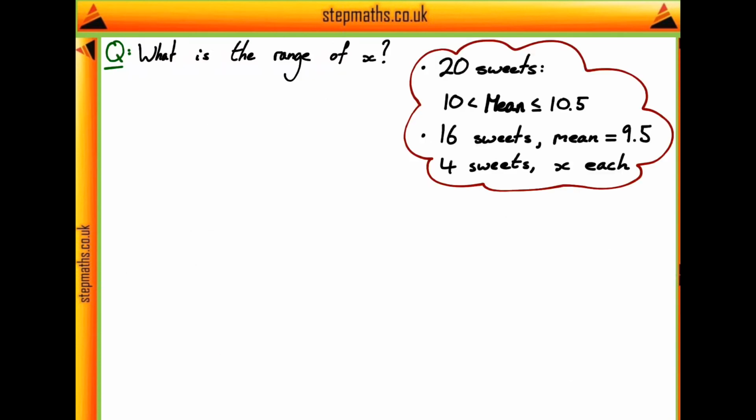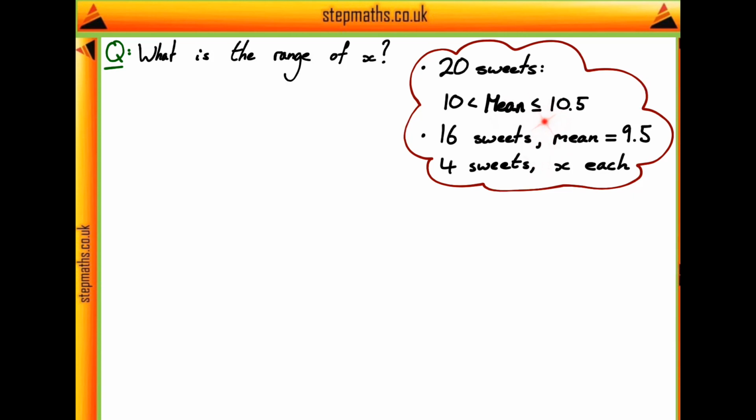Okay, so the first thing we can do is summarise the information we've been given. We know that our 20 sweets have to have a mean of more than 10, but not more than 10.5. So when it says not more than 10.5, that means it could be 10.5. So we have to have this less than or equal to sign. But since it's more than 10, we have to just have a greater than sign. And then we're told about the 16 sweets and our 4 sweets finally. And we have to make sure that our mean of these total sweets lies within this range.